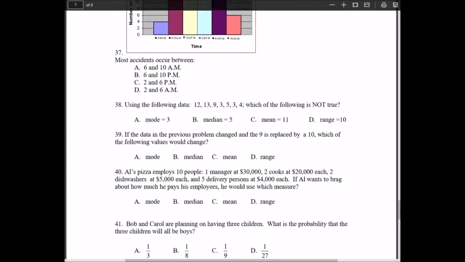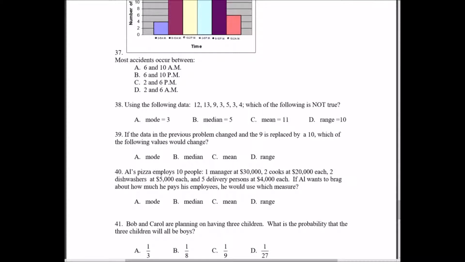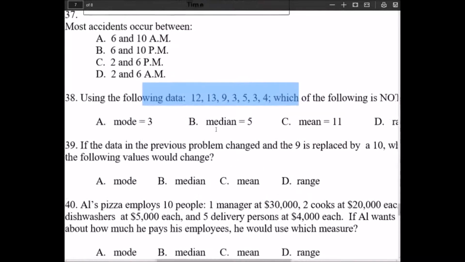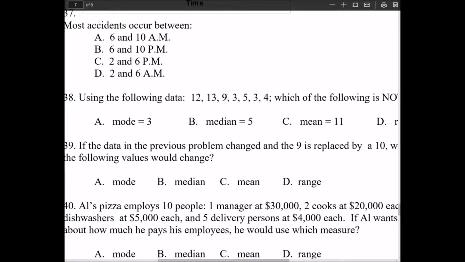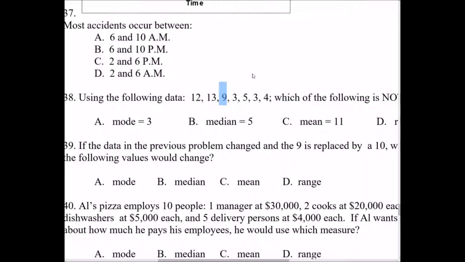Alright, 39. This one doesn't look like we're going to be doing much writing, just a lot of thinking. If the data in the previous problem changed and the 9 is replaced by a 10, which of the following values would change? Let's zoom in on it. So the 9 is being replaced by a 10. Well, it doesn't repeat now. There's no 10 there, so that does not change our mode.